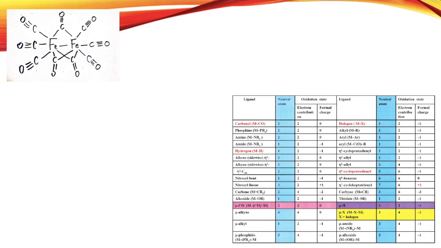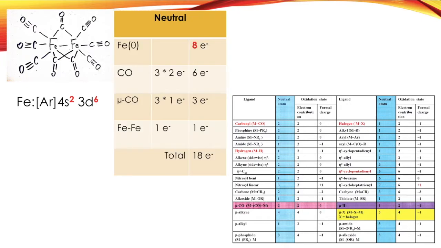Now let's start counting electrons. Since there's 2 irons, we only count for 1 since they are the same. The core electron configuration for iron is argon 4s2 3d6. All electrons on the s and d orbital count towards the total valence electrons. So we count the 2 electrons on the s orbital and the 6 electrons on the d orbital. So there are 8 electrons from the iron. Since the metal is neutral, there is no charge, and we count all 8 electrons.